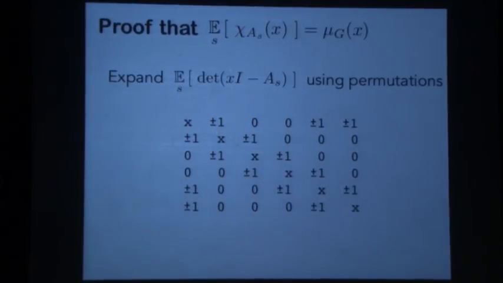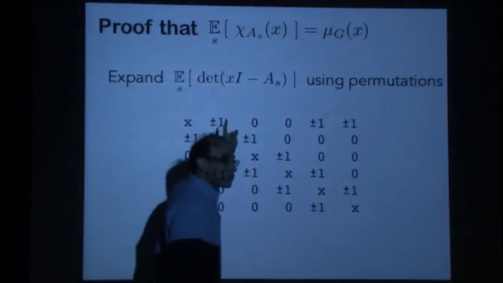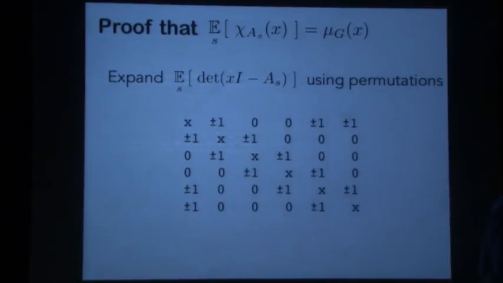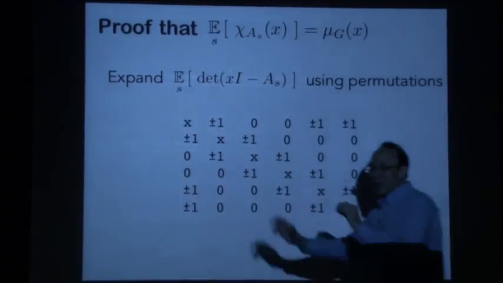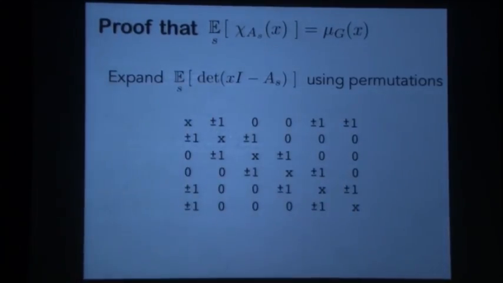Question. How did you avoid the trivial eigenvalue? Oh, so this is for the signed adjacency matrix. It doesn't have any trivial eigenvalues necessarily. Right, good question. It's only when there are all ones there that you get the trivial eigenvalues to pop up.